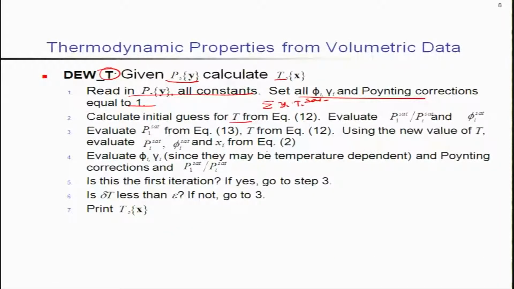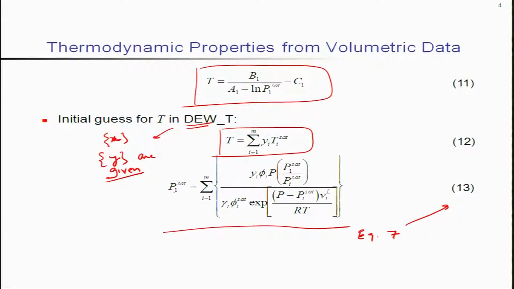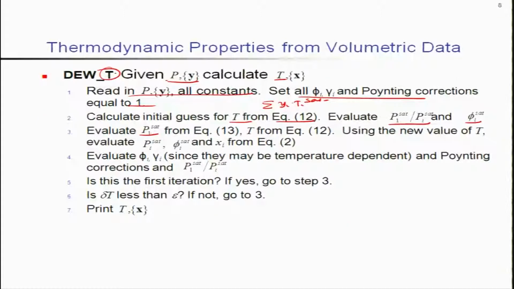Evaluate the ratios of P1 sat and Pi sat and phi i sat. Now, for P1 sat we are going to use equation 13, which was this. Again we estimate P1 sat, because this is estimated, and these are the constants. This is 1 we have considered, this is 1 we have considered, and we have evaluated this. You estimate P1 sat from equation 13, and temperature again from the equation for T, which is a weighted value of T1 sat with respect to the composition.